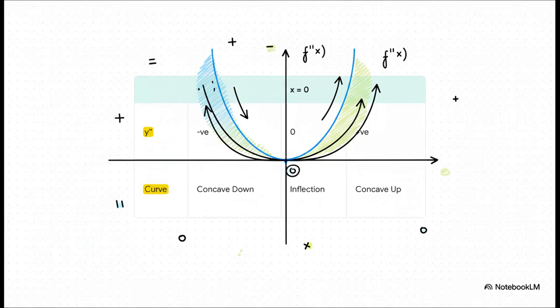And this little table makes it super clear. Let's test a point to the left of 0. How about x equals -1? We plug that into our second derivative. 6 times -1, which gives us a negative number. That tells us the curve is concave down over there. Okay, now let's check the other side. Let's pick a point to the right, like x equals +1. We plug that in, 6 times 1 is positive, so on this side the curve is concave up.